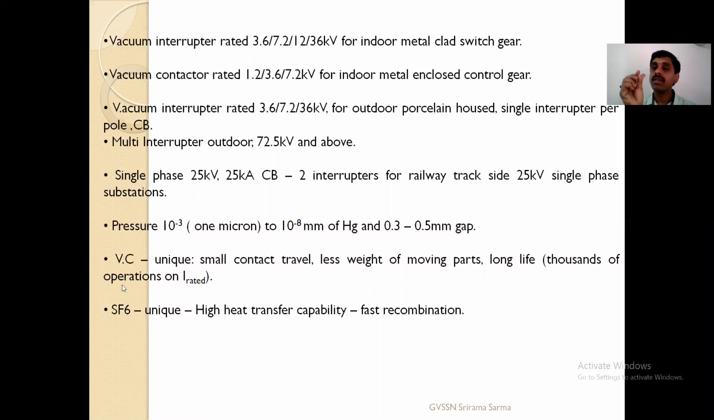So vacuum circuit breakers are unique: small contact travel and less weight, because we are not maintaining any air at high pressure or oil. It is just a vacuum, that means low pressure. So less weight of moving parts, and long life for the given rated current. SF6, if you take it, is unique, with high heat transfer capability and fast decompression. We are going to discuss SF6 after vacuum circuit breakers.